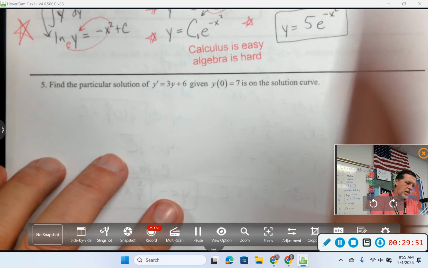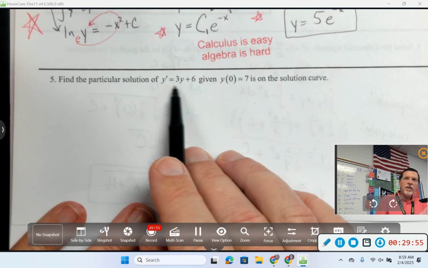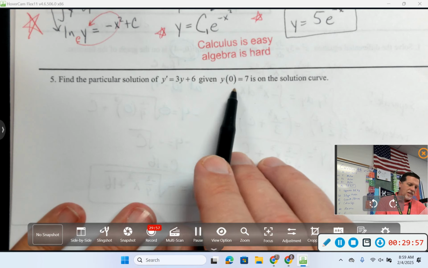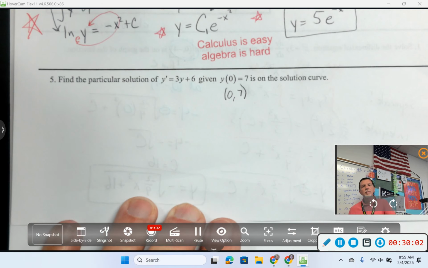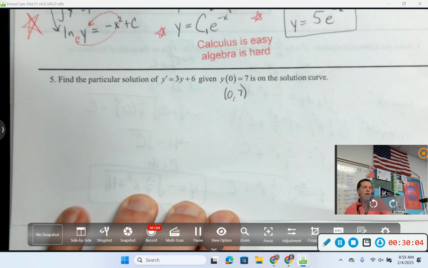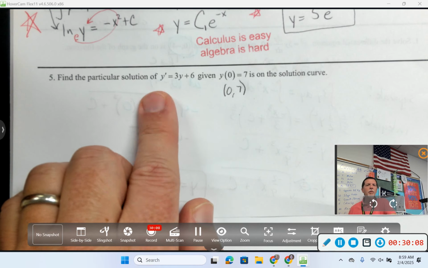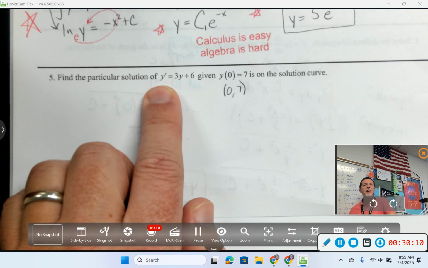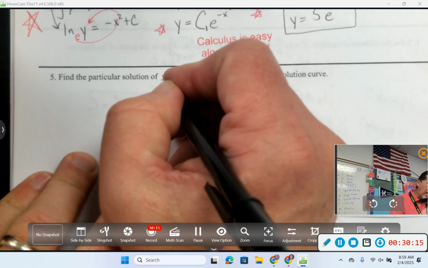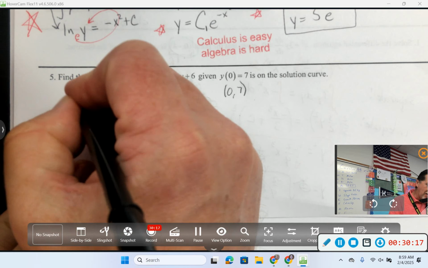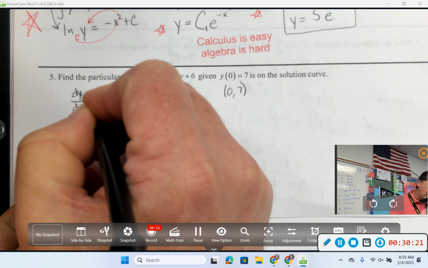Last one. Find the particular solution. Y prime equals 3y plus 6. Given that, I'm going to rewrite that as a point just because that's how we've been seeing it. This looks a little bit weird. What's y prime, I guess? Let's start there. dy/dx. I can't really separate x's and y's until I have x's and y's. So let's rewrite y prime as dy/dx.